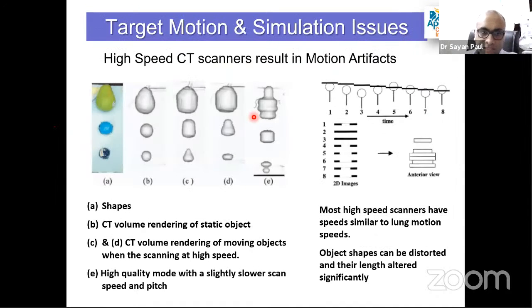Another problem is the simulation issue. In a high-speed CT scanner, as you can see, these are the structures. If they are static, you get a representative image. But when these are not static, you can get a deformed image. So C, D, and E are when the structures are in motion. When you take the image, you get a deformed image. And on the right side, as you can see, as the target is moving, in number 1 the section is different, number 2 is missing, and number 4 and number 5 are taken in different cuts. So the image which you are getting is actually not correct. It is actually a deformed image.